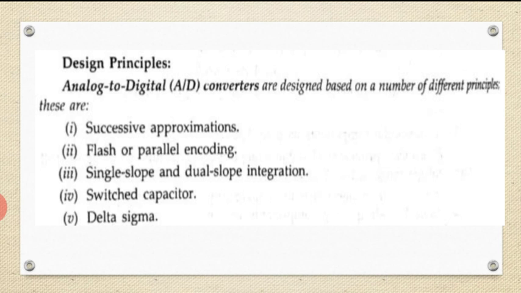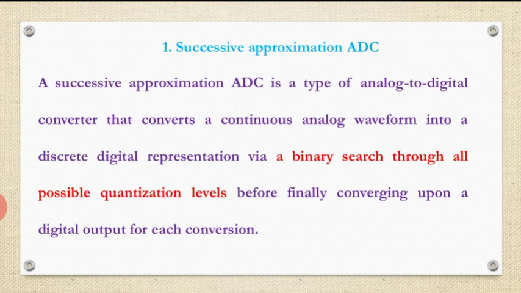Now I am going to discuss the first one, the successive approximation ADC. It is designed based on a number of different principles. Let us discuss the first one. The successive approximation ADC is a type of analog to digital converter that converts a continuous analog waveform into a discrete digital representation via a binary search through all possible quantization levels before finally converging upon a digital output for each conversion.